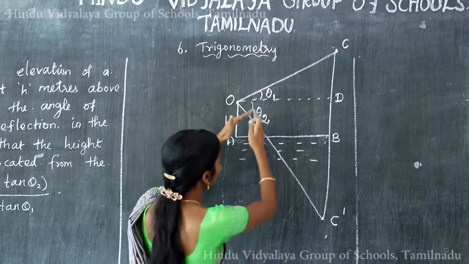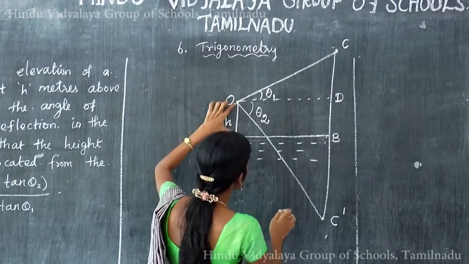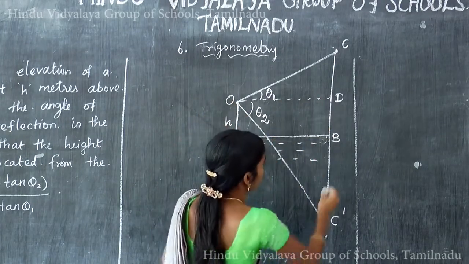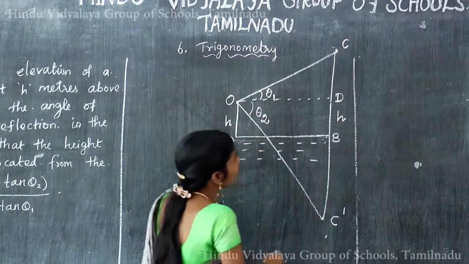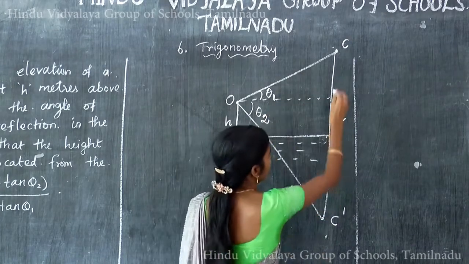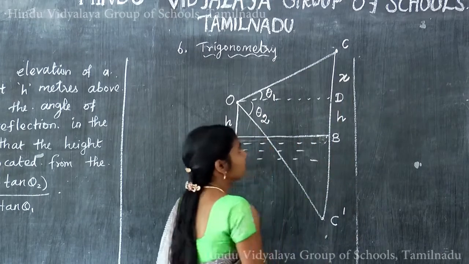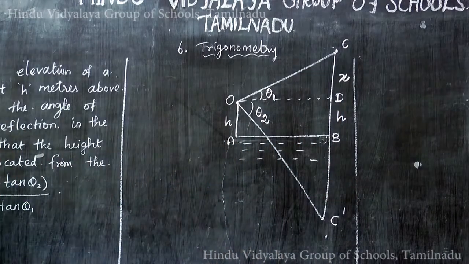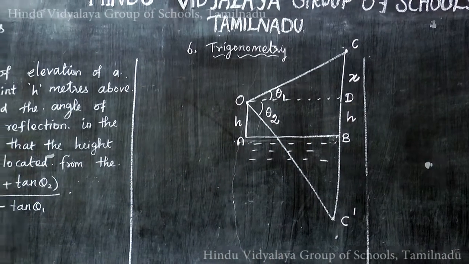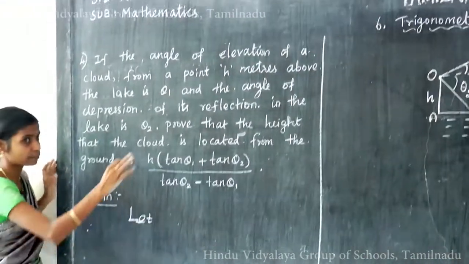Now here you can see a rectangle. So OA is h meters means DB is also h meters. And we take the distance CD as x. So first write the values. So what is AB? Yes, AB is the surface of the lake.